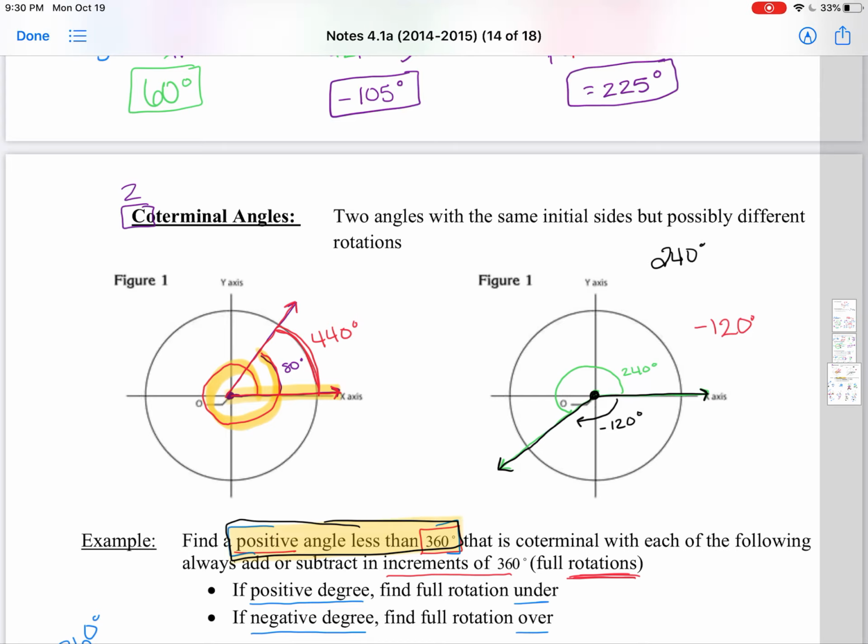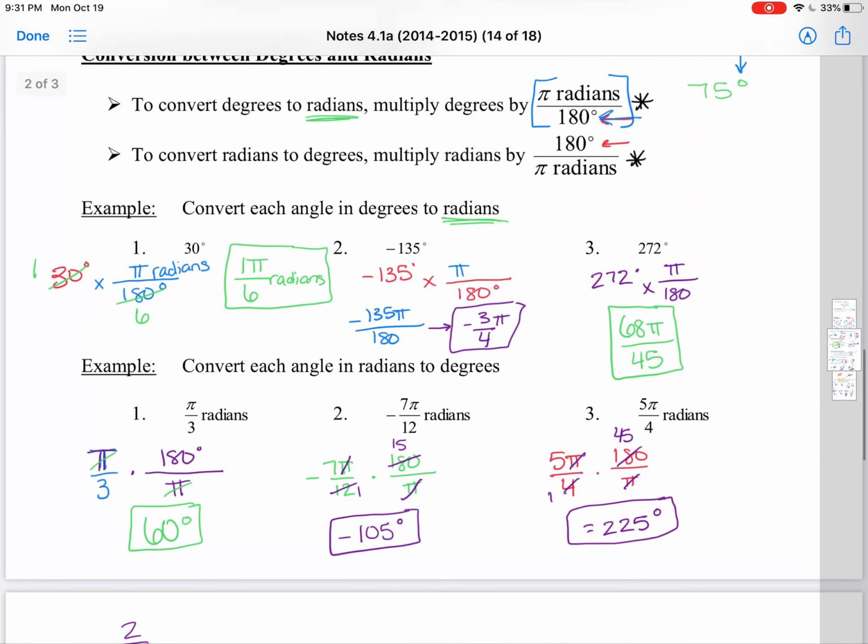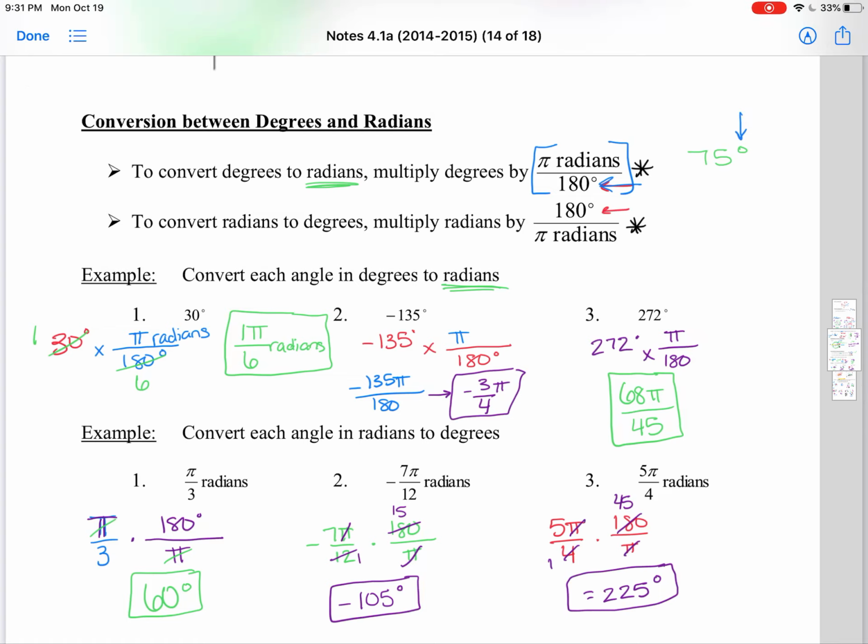All right, the other takeaway is coterminal angles. You can have more than one of the same angle. It's just going to be on a different rotation. Same angle, it's just a different rotation. It's still going to measure the same from your initial side. It just has a full circle added to it or a full circle subtracted from it, or maybe even multiple circles added or subtracted. That's another takeaway.